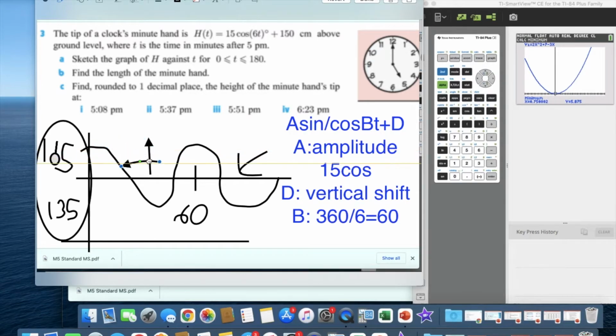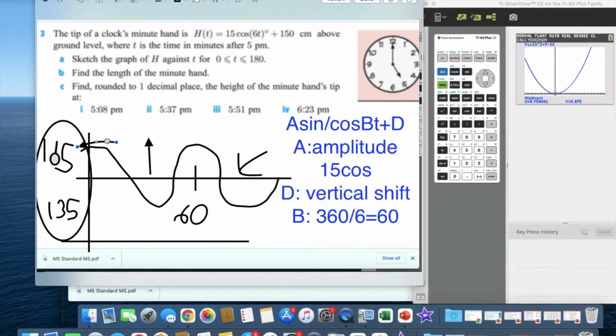So as the minute handle goes round, it's going to get closer and closer to the ground. And then at some point, it's going to be only 135 centimetres from the ground. And that's because when it goes round here at the number 6, it's going to be at its lowest point. And then it's going to return back to its original position. So we know the period occurs in 60 because it's 60 minutes for this hand to go round. Now, we can use either the x or the y axes to tell us the answer to B. Find the length of the minute hand.